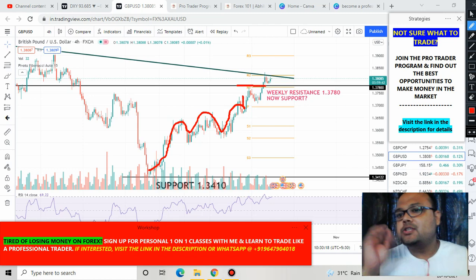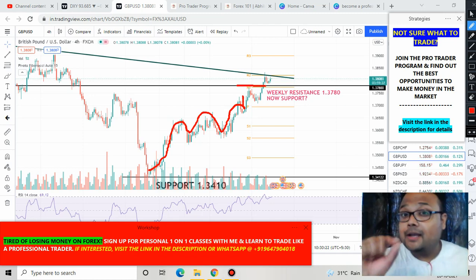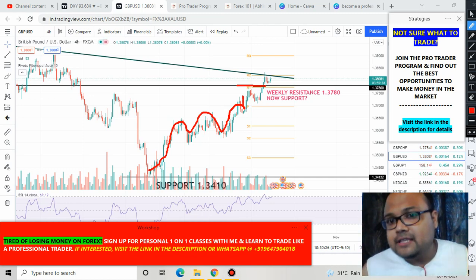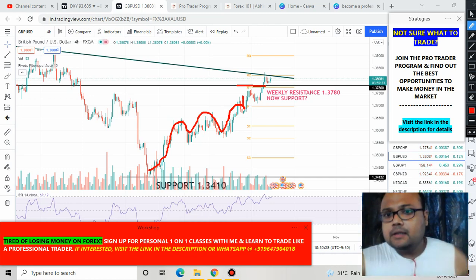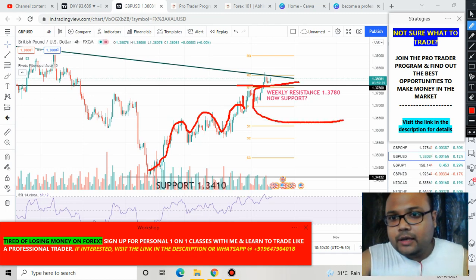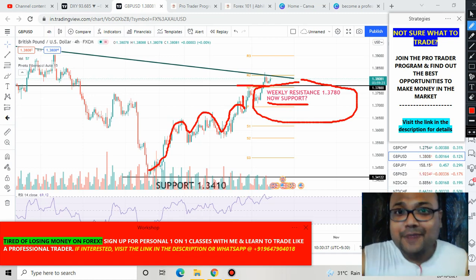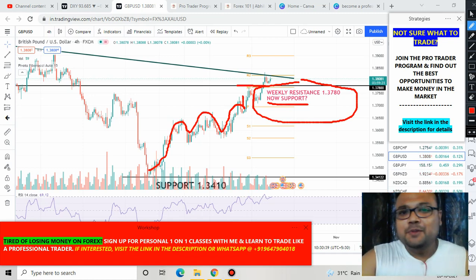As a result, we saw that the market broke the weekly resistance, and right now the market is trading above the weekly resistance of 1.3780. You can see that I have mentioned here weekly resistance of 1.3780, and in the support I have inserted a question mark. So yes, it looks like it has become the new support for the market.